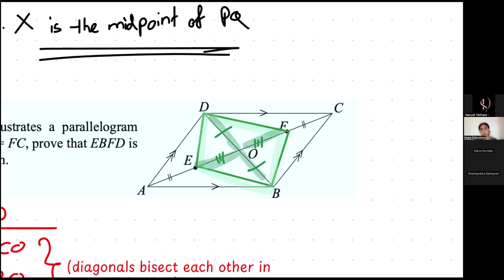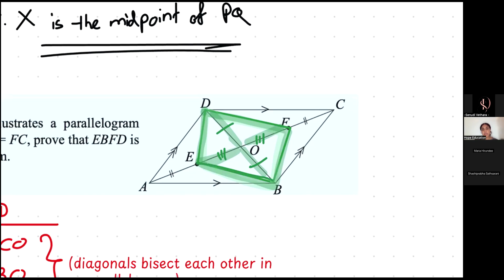green color shape, right? So since here also the diagonals bisect each other, EO is equal to FO, DO is equal to BO. Since the diagonals bisect each other, we can say this is a parallelogram. Earlier we learned that if it is a parallelogram, the diagonals bisect each other. Then we say that if the diagonals bisect each other, it is a parallelogram. So since the diagonals are bisecting each other, we can say EBFD is a parallelogram. Why? Because the diagonals are bisecting each other.